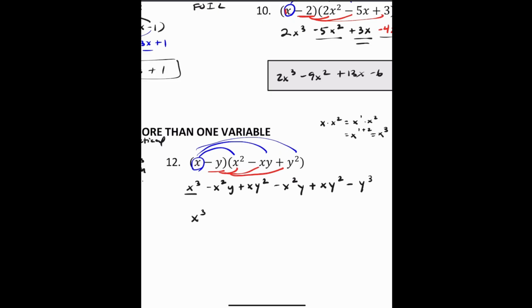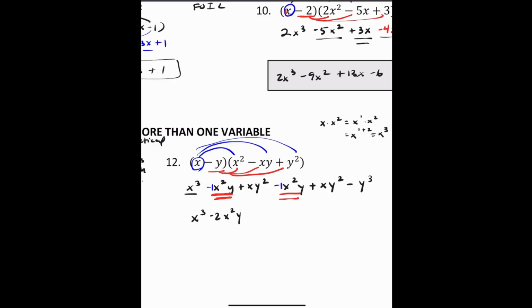Then what we're going to do is find the x with the next highest power, which is x squared. I can see one here and also here. So I have negative x squared y minus x squared y. So how many x squared y's do we have? Well, we know that there's an invisible 1 here and also there. So negative 1 minus 1 is negative 2. So negative 2 x squared times y.